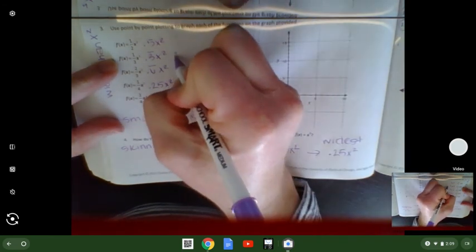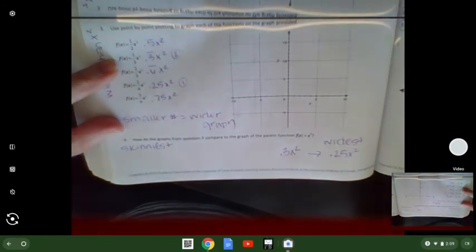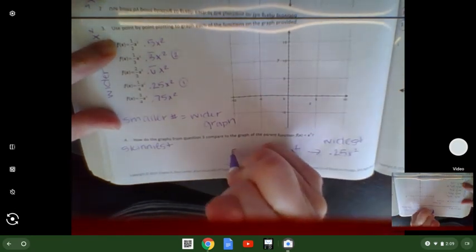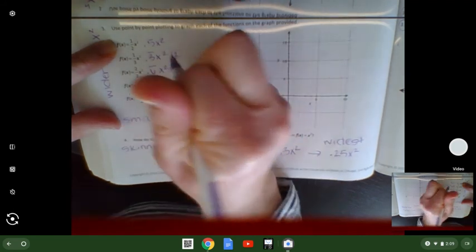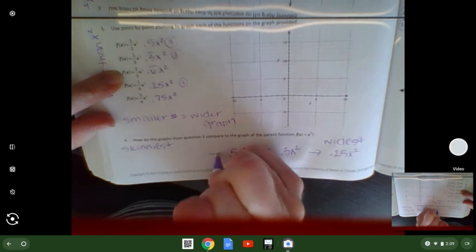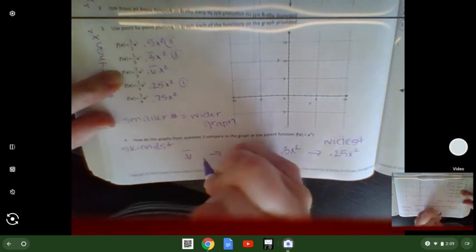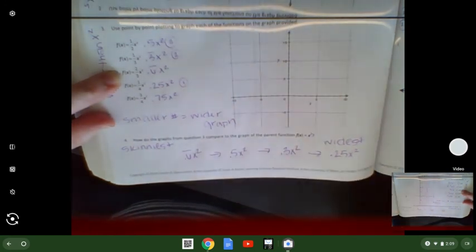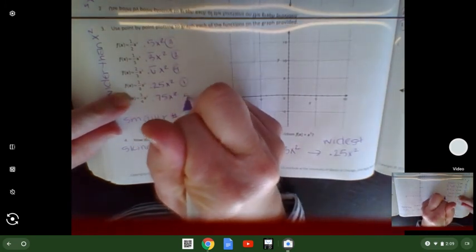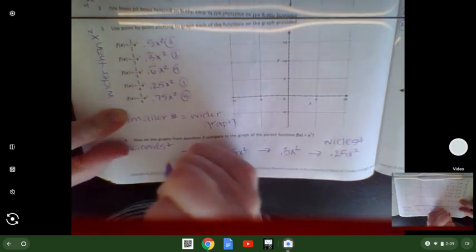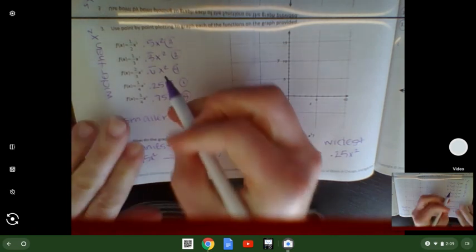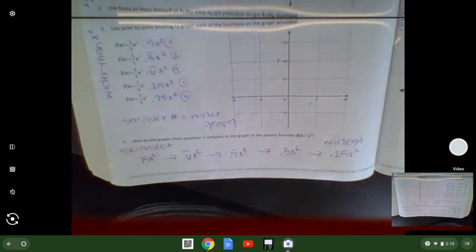So there's 2. Our next smallest number would be the 1/2 or 0.5 x squared. That would be the middle of our wide graphs. Next would be 0.6 repeating x squared. And that means our skinniest of all of them is 0.75 x squared.